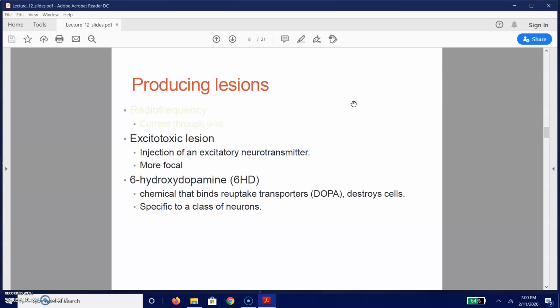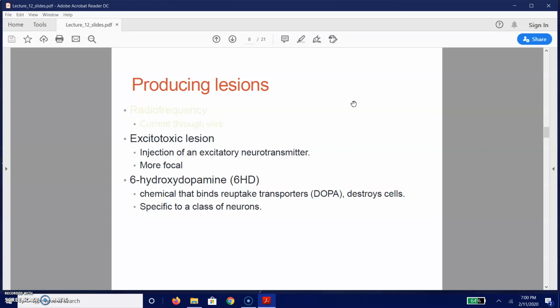Too much amplification will kill cells as it destroys the balance of the ions, it damages the ion channels and receptors, and that will cause the cells to die. Generally, we prefer this. It's a little bit more precise because it doesn't destroy all the passing axons from other brain regions, but just neurons in the injected region.